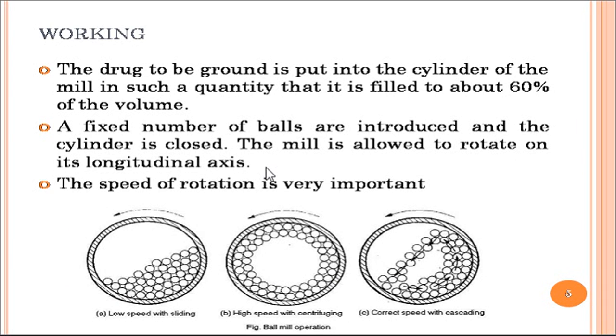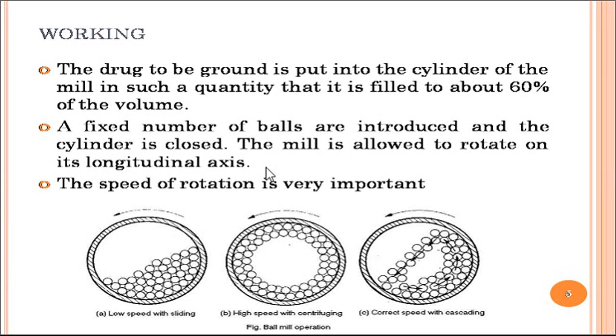When we talk about the working, the drug to be ground is put into the cylinder of the mill in such a quantity that it is filled to about 60% of the volume, and that ratio must be maintained for effective size reduction. A fixed number of balls are introduced, the cylinder is closed, and the mill is allowed to rotate on its longitudinal axis. The speed of rotation is very important. These are the three figures showing the speed of this equipment and the moments at which the balls take varying positions.